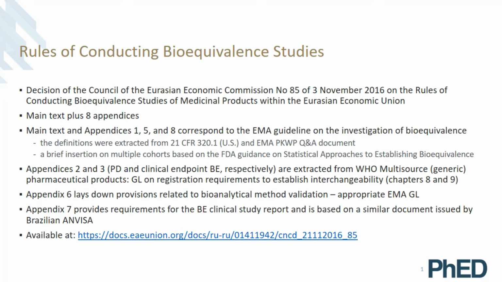Also, a brief insertion on multiple cohorts, based on the FDA guidance on statistical approaches to establishing bioequivalence, has been introduced. Appendices 2 and 3, Pharmacodynamic and Clinical Endpoint studies respectively, are extracted from Chapters 8 and 9 of the WHO Multi-Source Generic Pharmaceutical Products, Guidelines on Registration Requirements to Establish Interchangeability. Appendix 6 lays down provisions related to bioanalytical method validation and is derived from the EMA guideline on bioanalytical method validation. Appendix 7 provides requirements for the bioequivalence clinical study report and is based on a similar document issued by the Brazilian Anvisa.